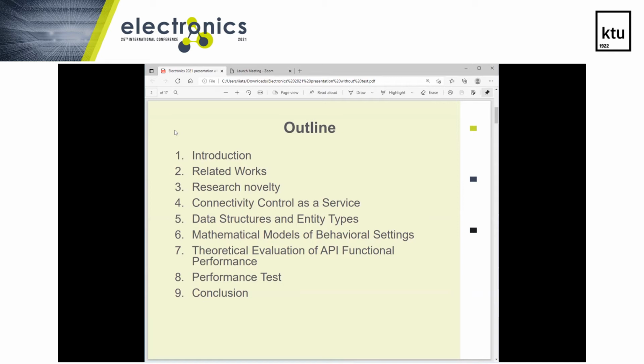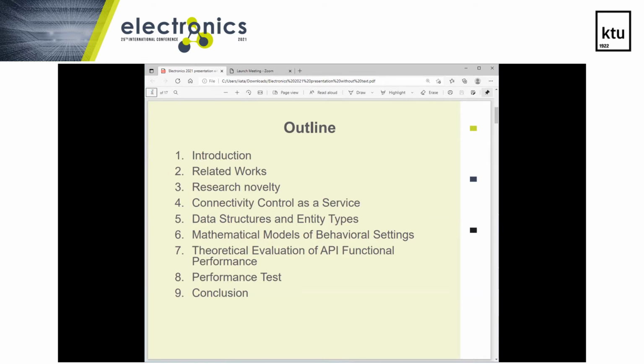Next, the connectivity control itself is described as a service with data structures and entity types. What is coming next is the math models about the behavioral settings that are used for formal service verification. And at the end, it's the theoretical evaluation of the service functional performance and some performance tests that are aimed to evaluate the injected latency of our model. Finally, the conclusion, of course.